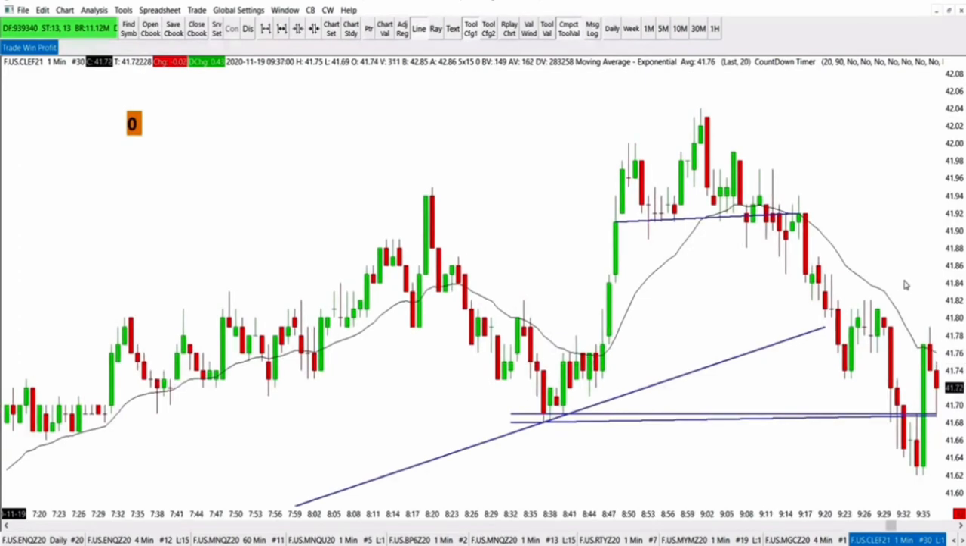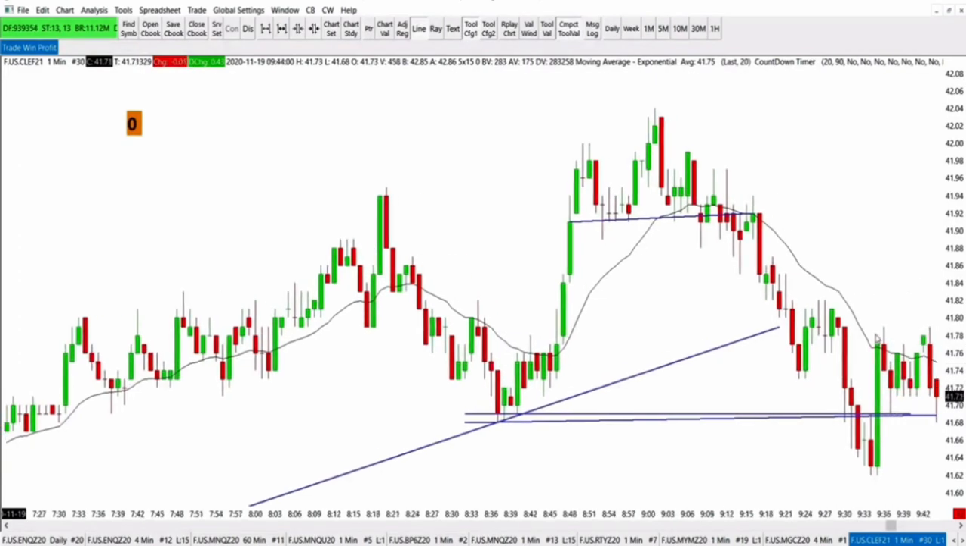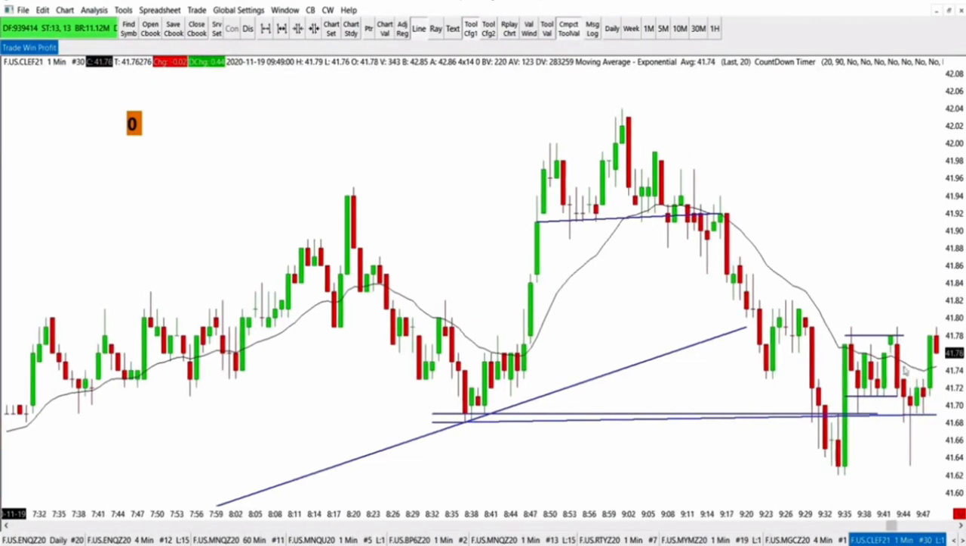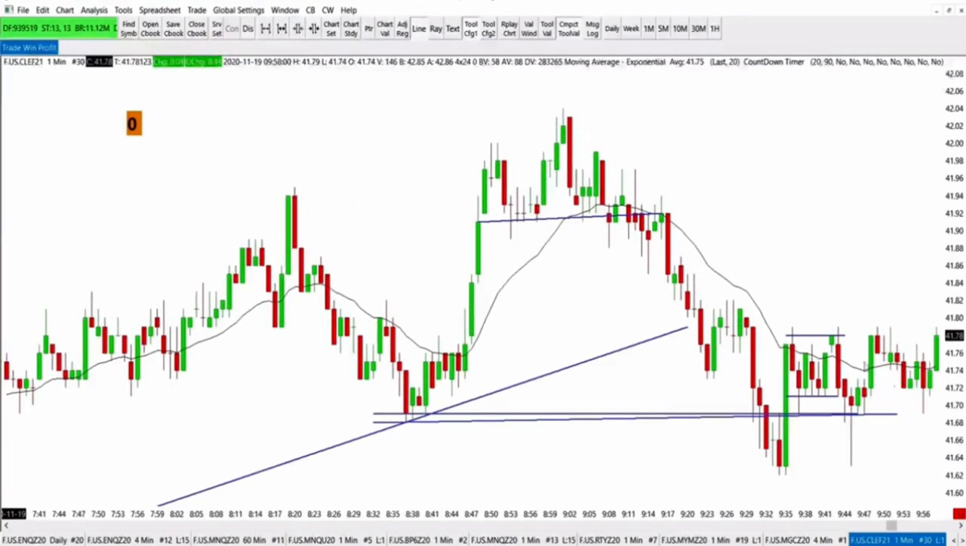Me personally, I wasn't really looking for a short right here, but notice how we started to consolidate right at that breakout. So I was like, you know what, let me take this breakout right here. And as soon as it broke out, it came back in. It couldn't close below this right here, and we had this support right here. I got out.